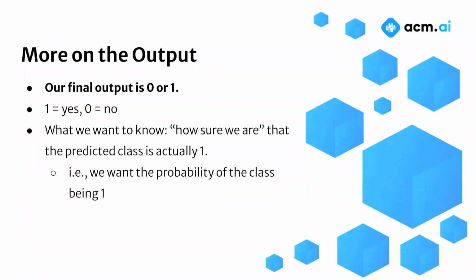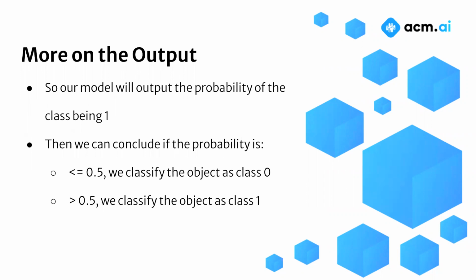So on the output, 1 is yes, 0 is no. And what we want to know is how sure are we that the predicted class is actually 1 or 0? Basically, we want the probability of the class being 1, and that's what we compute with logistic regression. We use 0.5 as a dividing line. If our probability is less than or equal to 0.5, we say the object is class 0, so it's not class 1. And if it's greater than 0.5, it is class 1.